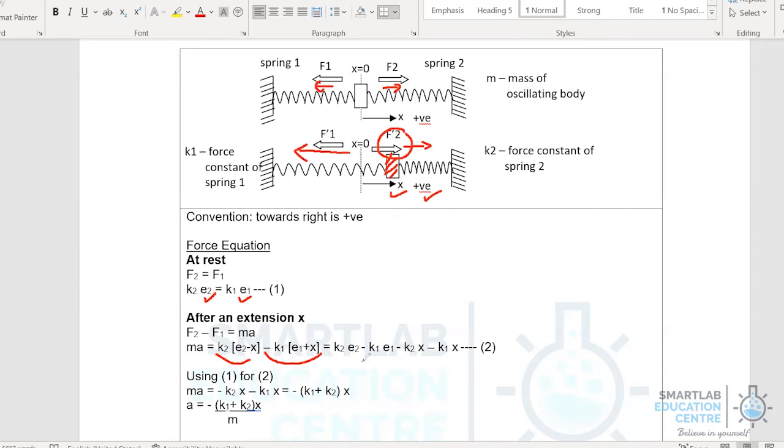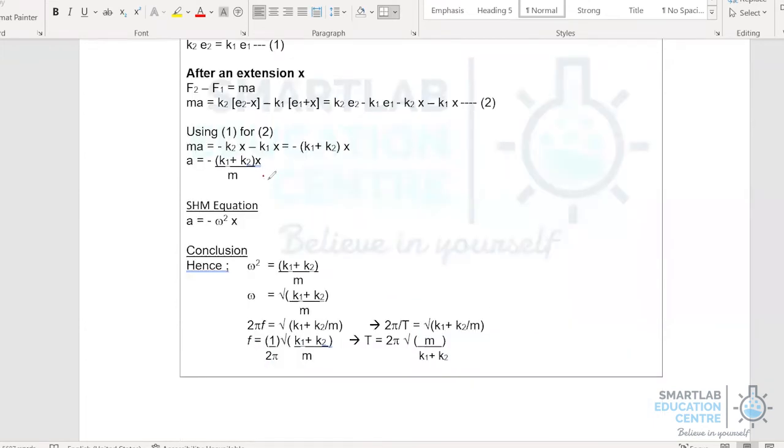From there you can work out the expression as such. We could easily cancel these two out since k2e2 is equal to k1e1. From that, we can make ma equal to minus k1 plus k2 multiplied by x, and establish a relationship as such. Once we establish the relationship of a in terms of the displacement, we can use a equal to minus omega squared x, where omega squared is equal to this expression. From there, again, we can derive the frequency and the period.